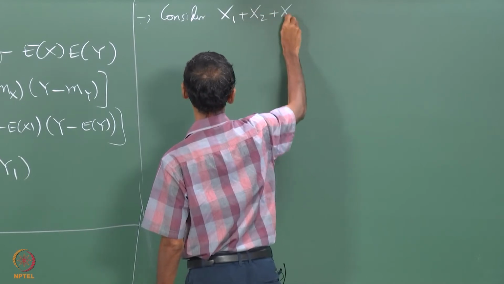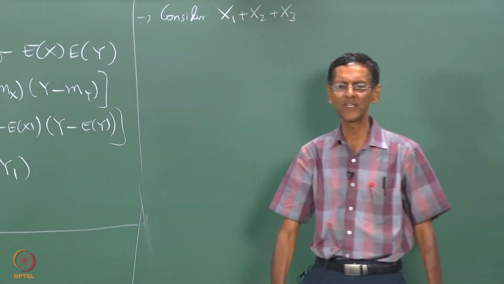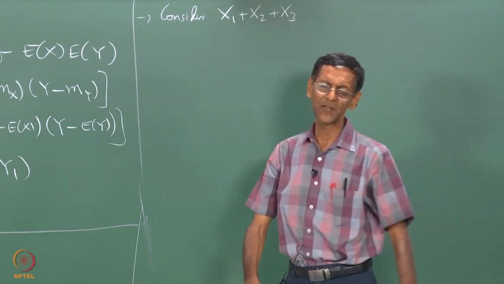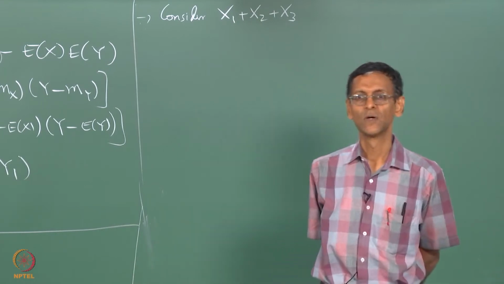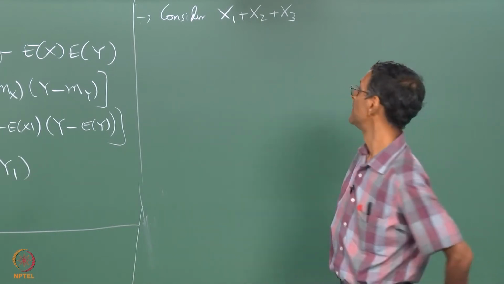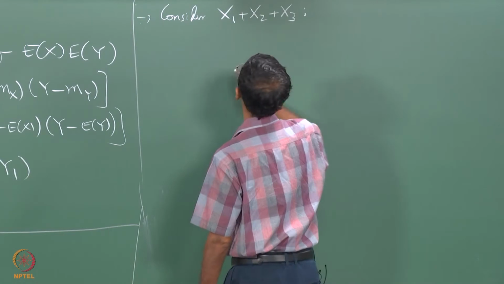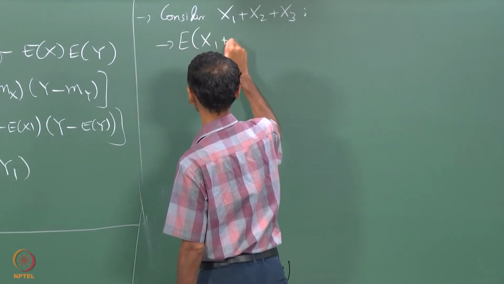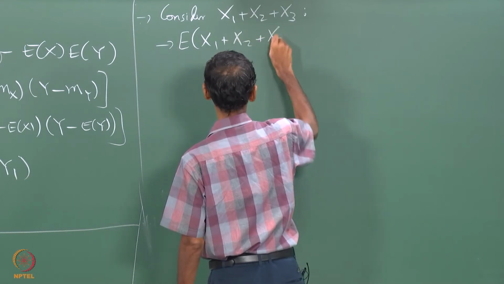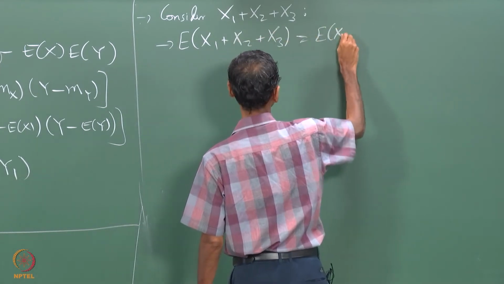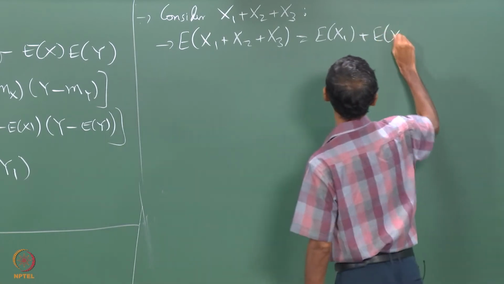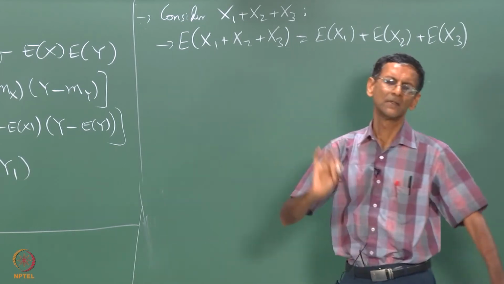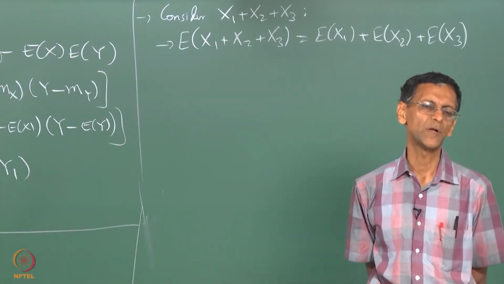If I want to extend from 2 to 3, instead of going from x plus y, if I have 3 random variables and I want to find the mean and variance of x1 plus x2 plus x3, what do I get? The mean of x1 plus x2 plus x3, as I said yesterday, is always the sum of the individual means. This is no big deal. We'll just write it again to make sure that this is never an issue for anybody here, right?